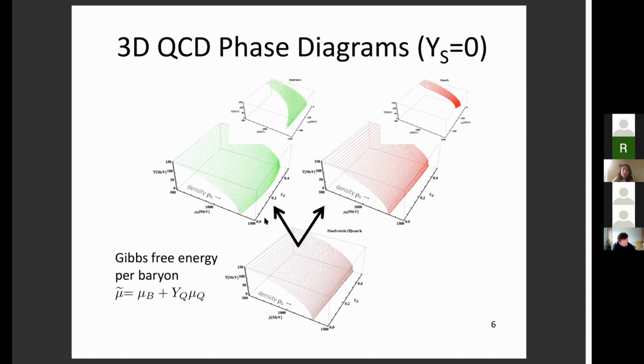But the green and brown plots are substantially different in all the region that's not the largest charge fraction, where mu cube is 0, or the smallest charge fraction, where YQ is 0. So otherwise you have a different phase diagram.